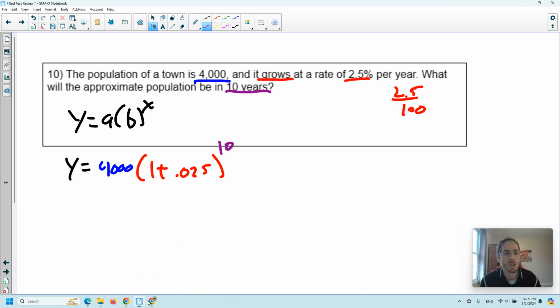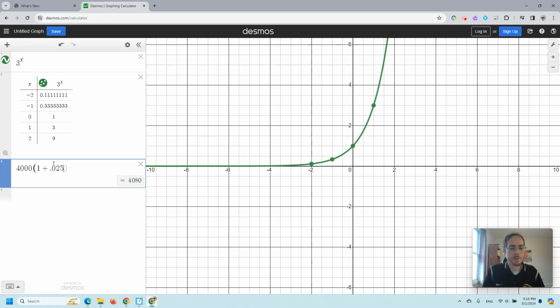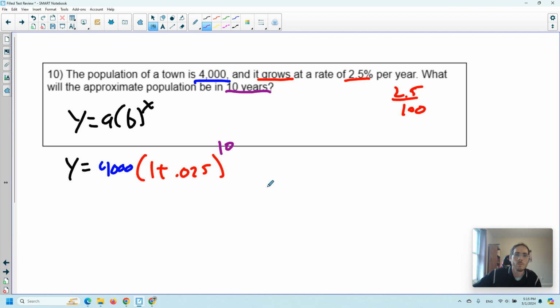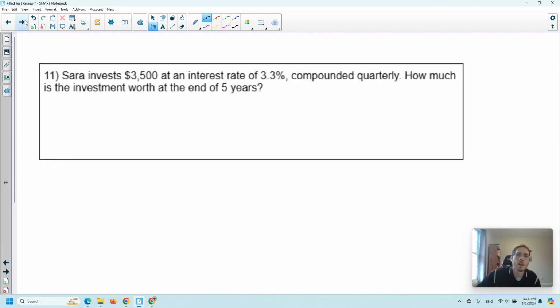And from this point on, it's just straight up calculator work. So we do 4,000 times 1 plus 0.025 to the power of 10. So 5120. Again, you can round up or round down. We just want an approximation, so any sort of number that's close would be good. So there we go.